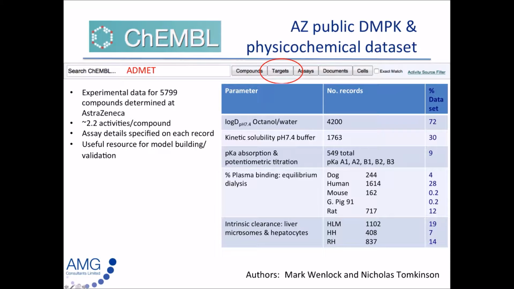The data set is not complete, so there aren't 5,800 results for every single compound, and in actual fact it averages out to about 2.2 activities per compound. Almost everything has got a log-D value, and about a third of the compounds have got kinetic solubilities. But once we start getting down to microsomal clearance values, this is a much smaller proportion of the database, although the numbers of records here are probably larger than anything else you'll find out on the web.